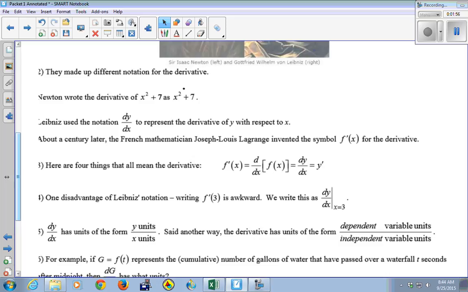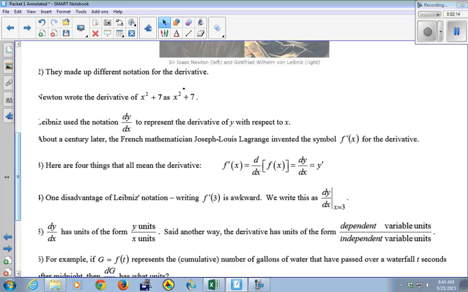And that meant the derivative of x squared plus 7. That notation is not used that much, although I have known some European mathematicians who use that dot. So you probably won't see it unless you meet a European mathematician. Okay.